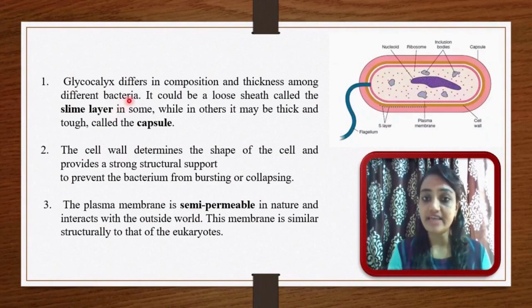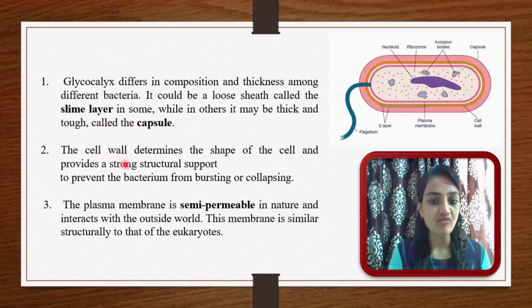Glycocalyx or a capsule differs in composition and thickness among different bacteria. It could be a loose sheet called the slime layer. If it is in loose form, then it is considered a slime layer, while in others it may be thick and tough, and if it is a tough structure, then it is considered a capsule. So glycocalyx may be of two kinds: loosely formed, it is a slime layer, and if it is tightly formed, then it is called a capsule.